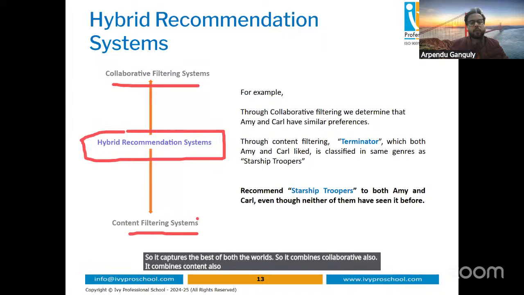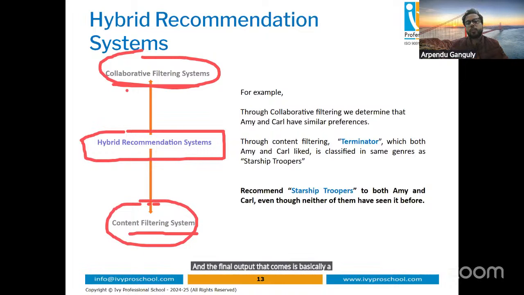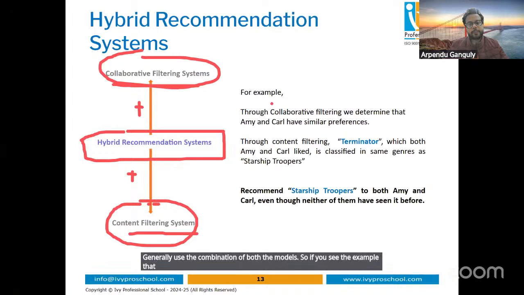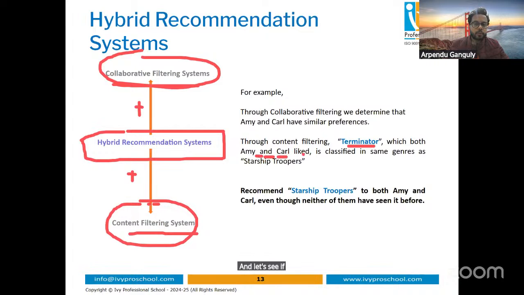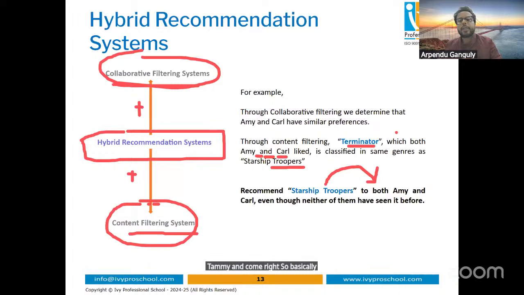What we generally do is give some weights. You can give some weight to content and similarly some weight to collaborative. The final output that comes is a combination of these two recommenders, right? The models actually deployed for Netflix or any of these e-commerce giants generally use a combination of both models. In the example I'm referring to here, let's say through content, the movie Terminator was recommended. And let's say there are two similar users, Amy and Carl, and they have liked the same genres, so it's Starship Troopers. In that case, Starship Troopers can be recommended to both Amy and Carl, right? That's how you can combine these models.